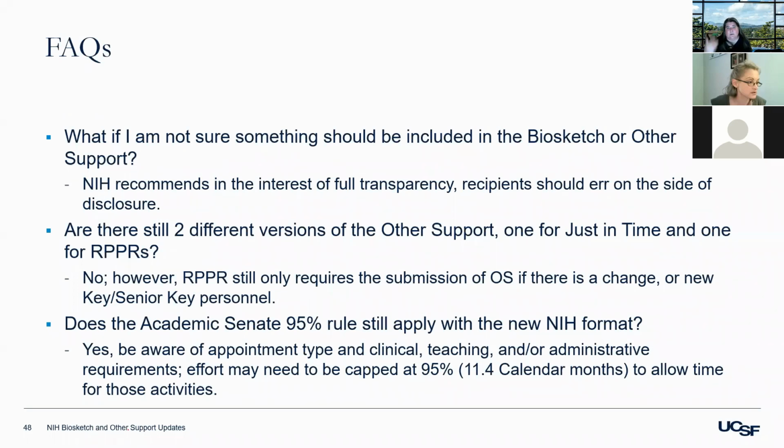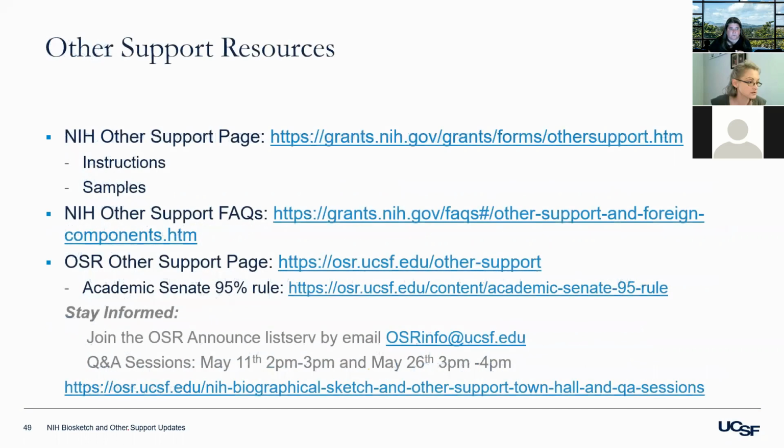Well, NIH is going to be looking to see for over 12 calendar months. Internally, we should be thinking about that 11.4 calendar months to make sure we are still in guidelines with the Academic Senate 95% rule. Here are some Other Support resources.